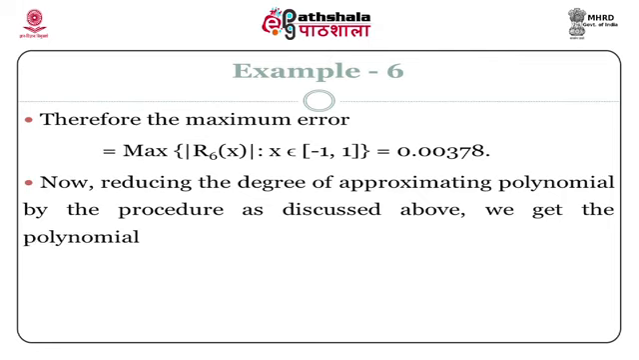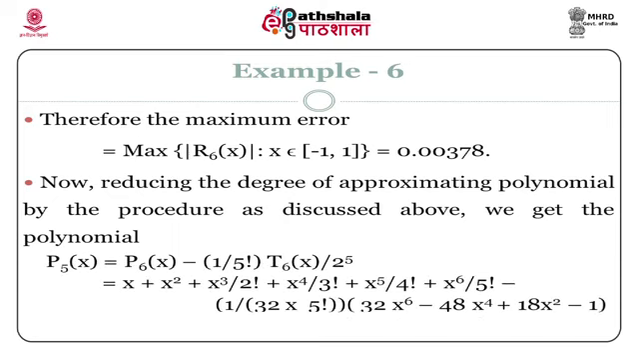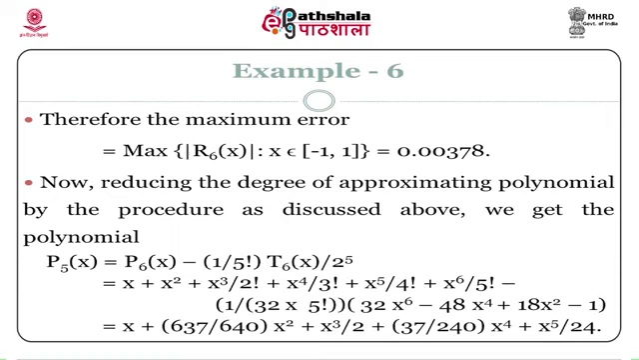Now, reducing the degree of the approximating polynomial by the procedure as discussed above, what we need is the approximation error to be less than 0.01. So, our tolerance limit is up to 0.01, whereas here we have got error 0.00378. So, the error is too small as compared to the tolerance limit, and hence we have scope to reduce the degree of the approximating polynomial. Following that procedure, P5(x) will be taken as P6(x) minus 1 upon 5 factorial into T6(x) divided by 2 raised to 5, and therefore we will get the polynomial approximation like this.